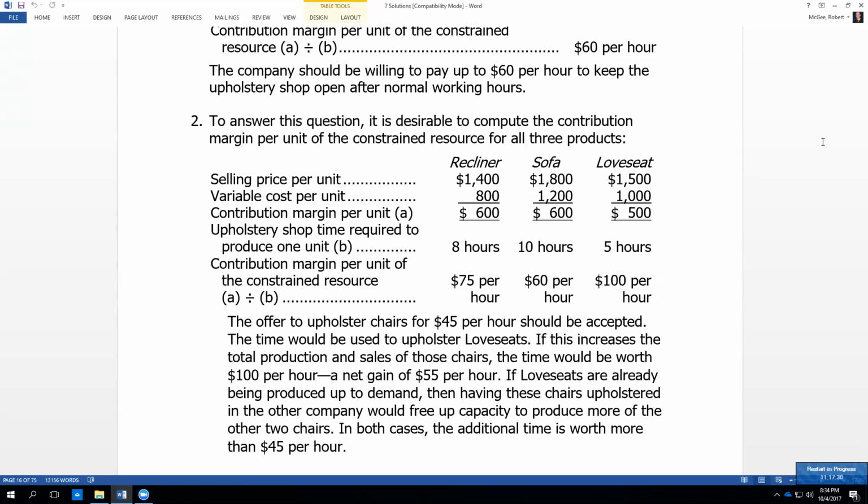Okay. The time would be used to upholster love seats. If this increases the total production and sales of those chairs, the time would be worth $100 per hour. Net gain of 55. So they're only charging you 45 and you're getting 100, you're 55 ahead. If love seats are already being produced up to demand, then having these chairs upholstered in the other company would free up capacity to produce more of the other 2 chairs. In both cases, the additional time is worth more than 45. So that really was a no-brainer.